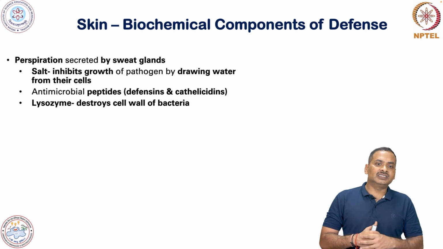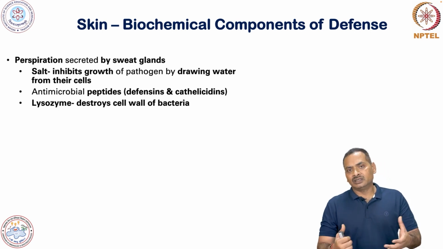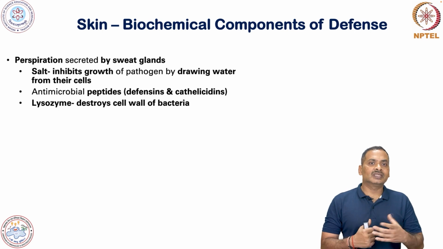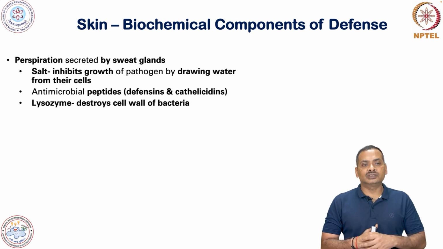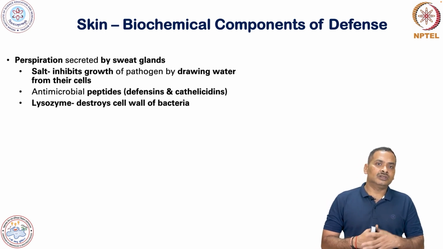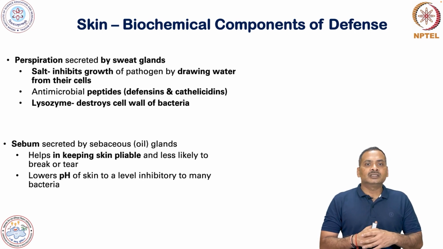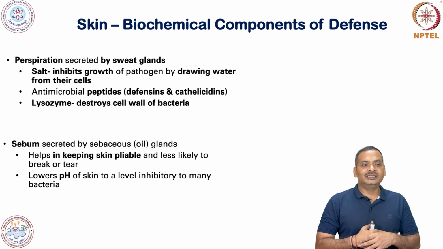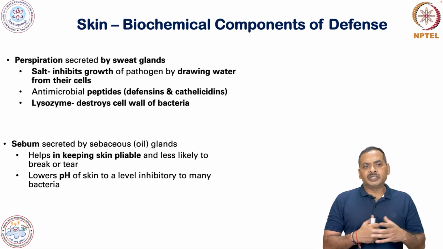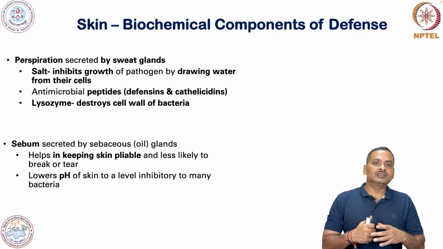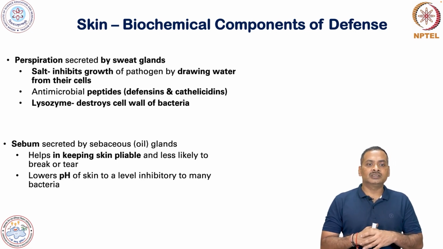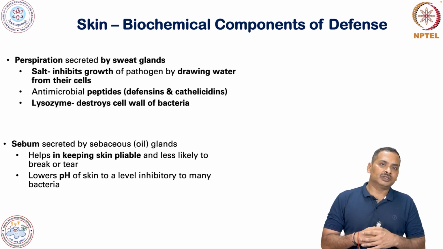There is a defensin, cathelicidin. I will tell the mechanism in a later session. There are antimicrobial enzymes like lysozyme, which destroy the bacterial cell wall, that is peptidoglycan. There is a production of sebum, secreted by sebaceous or oil glands, which helps in keeping skin permeable and less likely to break or tear. This also maintains low pH in skin, so that there will be inhibition of these microbes.